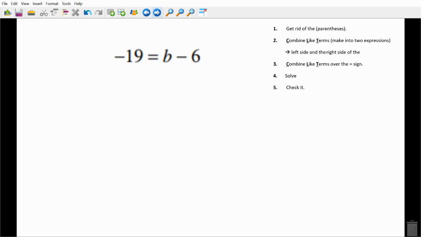All right. New problem. Step 1. What's always step 1? Get rid of parentheses. We often forget this step because guess what? Not many problems have parentheses in them. Number 2 says what?